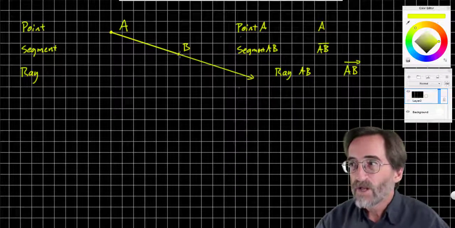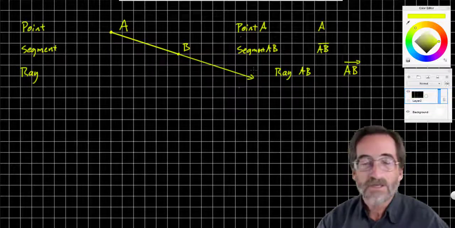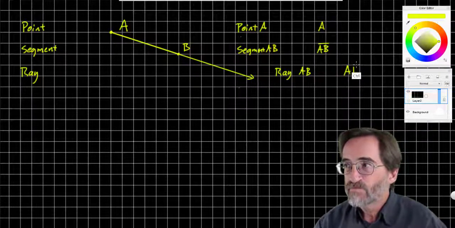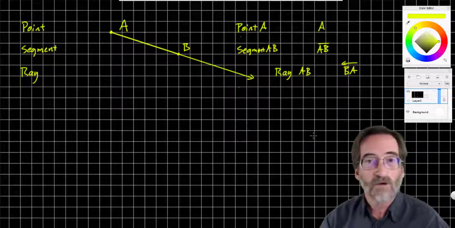I can put the arrow over B because the ray starts at A and goes through B and continues forever in that direction. It would be incorrect to put the arrow over A. It would also be incorrect to write BA and put the arrow over the A. It would be correct to write BA and put the arrow over the B.